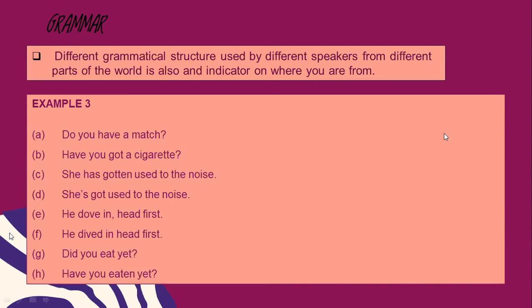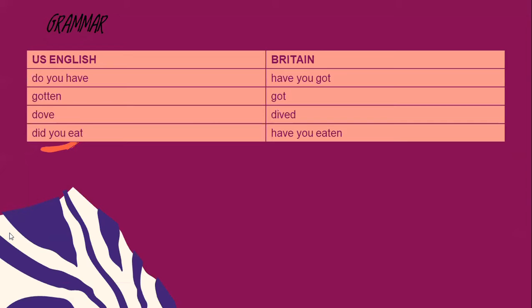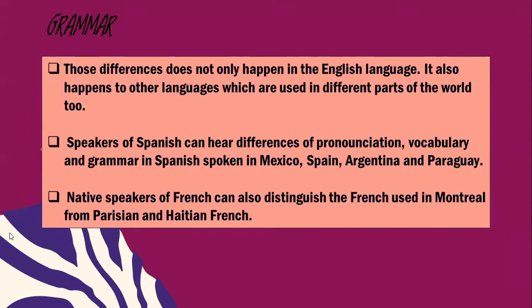Just like the doctor has explained, we put it in brackets. So US English: do you have, written; have you got, gotten, got, dove, dive, did you eat, have you eaten. Those are the grammar that they use. They mean the same, but they use completely different grammatical structures. Note that those differences do not only happen in the English language, but also in other languages which are used in different parts of the world.